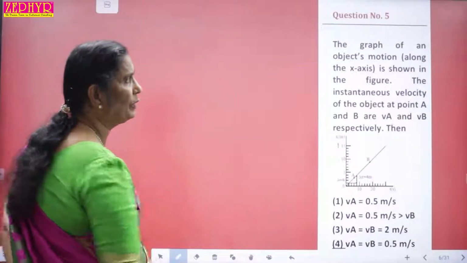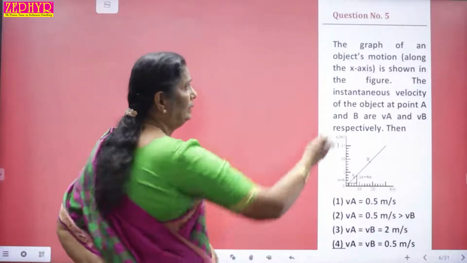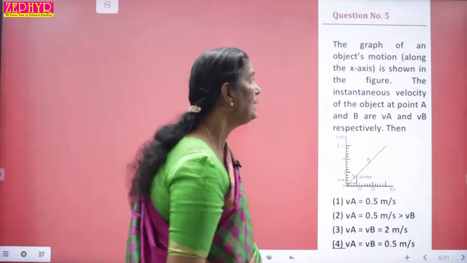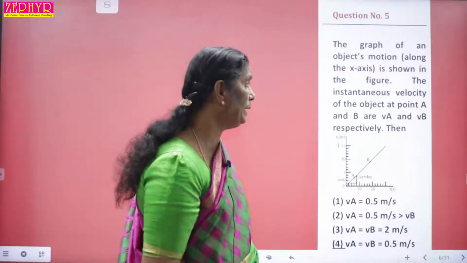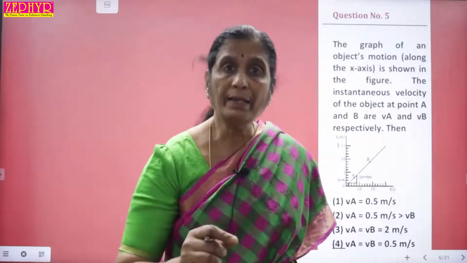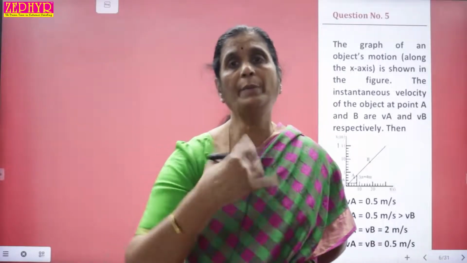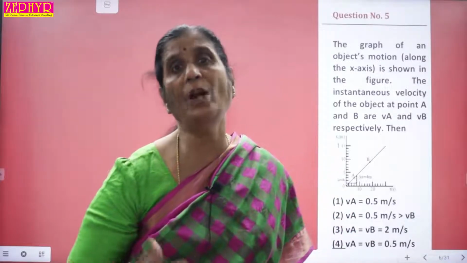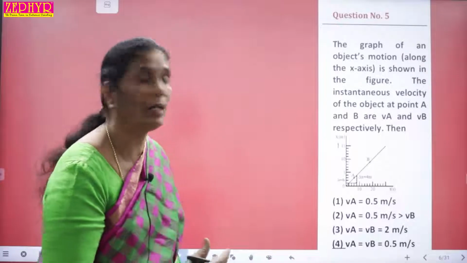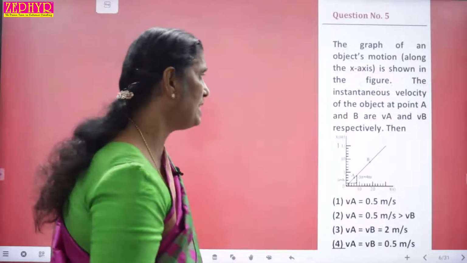And now see this question, it's a very simple question. The graph of the object's motion is given. Instantaneous velocity of the object at point n. You know what is instantaneous velocity? Velocity at every point. Sometimes it changes, sometimes it does not change. So we have to check whether it changes or not. So VA and VB are the instantaneous velocities.